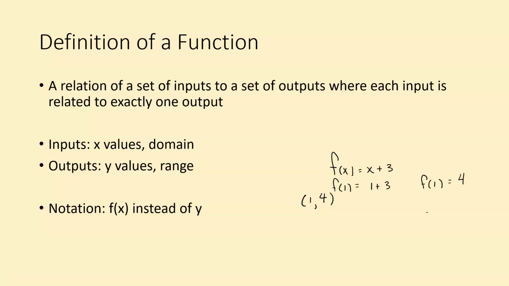I didn't get 4 and negative 4. I didn't get 4 and some other number. I just got 4. So that is what makes this a function. No matter what number I put in here for x, since this is a function, I'm always only going to get one output. So make sure that you have all this information down.